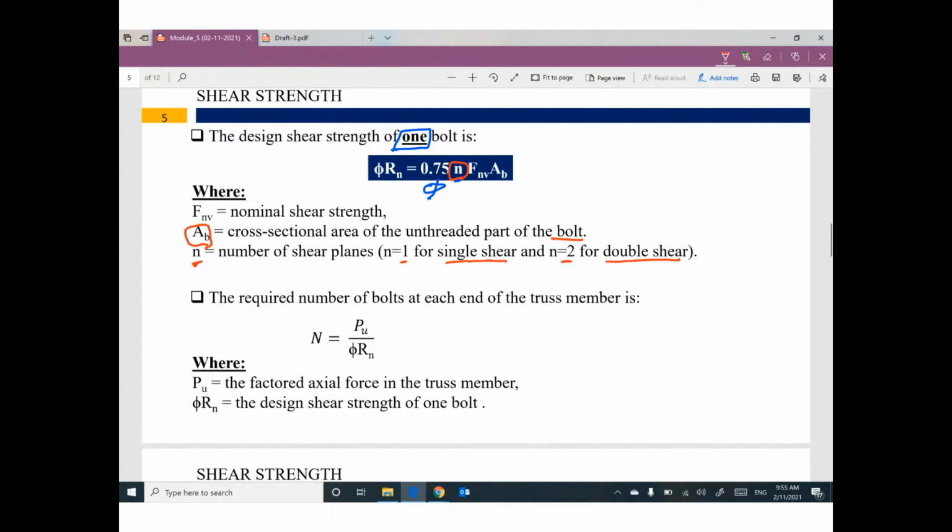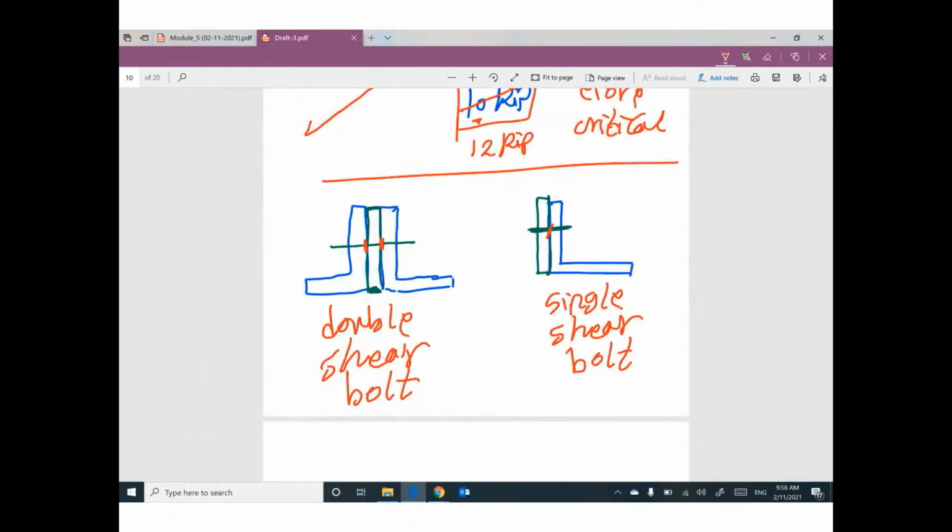So it's very important, before designing the connection, to figure out how many shear planes you have. Is it a single shear bolt or a double shear bolt? Because previously you decided this member will be a single angle or double angle. That makes sense? So you can decide this connection will be single shear or double shear.